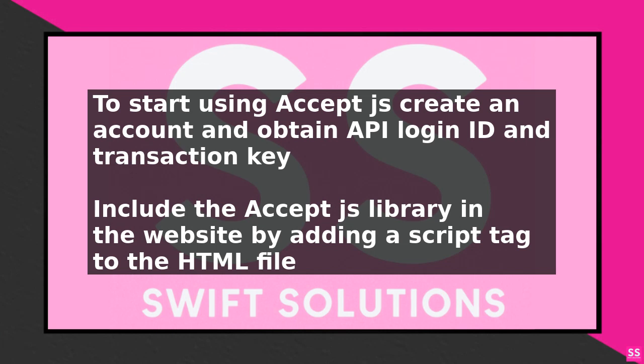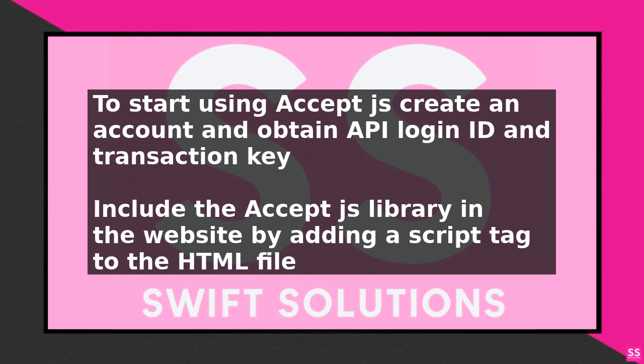Once you have set up Accept.js, you can begin collecting payment information from your customers. This is done by creating a payment form on your website that includes fields for the customers' credit card number, expiration date, and security code.